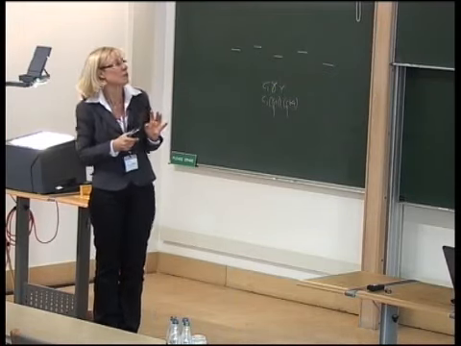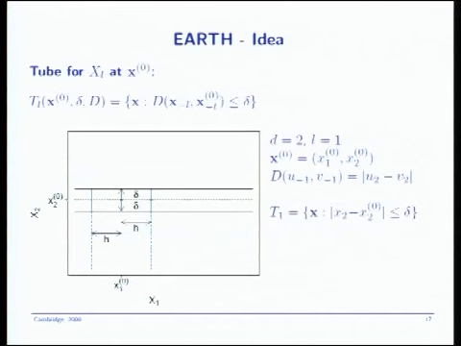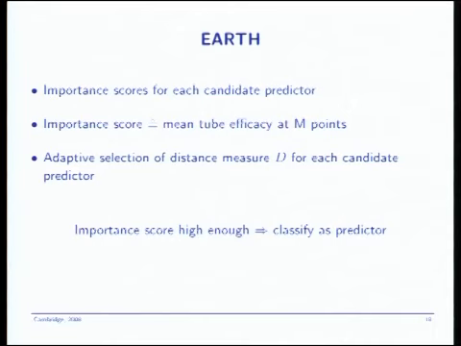So that's a procedure which in the end gives you so-called importance scores for each candidate predictor, and those correspond to the mean tube efficacy at m points, which are chosen appropriately. I won't go into more detail here. And also the distance measures which occur, let me just go back. This is a distance measure here. As you see, they can be changed within the process adaptively.